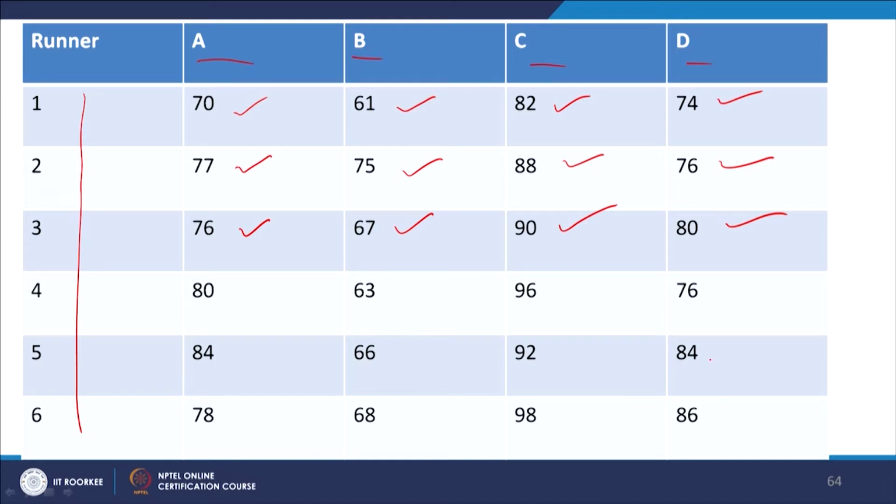Similarly, these are the values. For the fifth one, 92 has been given for C, right, and the sixth one, 98 has been given for C and 86 for, let us say, D. So, now this is a small table you can even see, but when you have to test whether it is a significant difference or not, a statistical test has to be conducted.